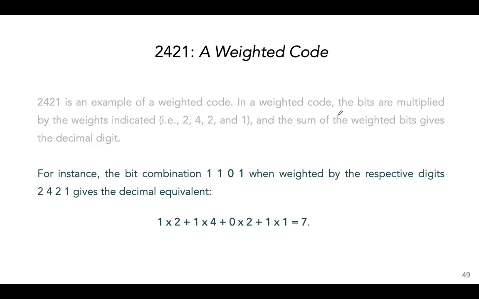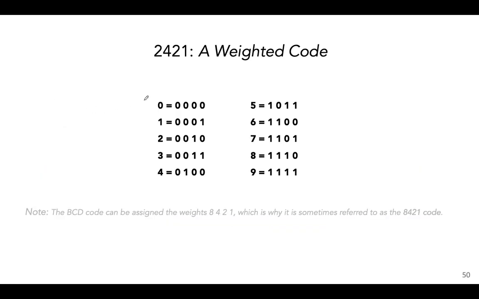For example, suppose we have the bit combination 1101, and we represent it using 2421. The decimal equivalent you would get is 1 multiplied by 2, plus 1 multiplied by 4, plus 0 multiplied by 2, plus 1 multiplied by 1, which gives us 7. So this is what a weighted code is. 2421 is a kind of weighted code; each of these digits is essentially a weight. So this is what the 2421 code is for decimal numbers 0 to 9.